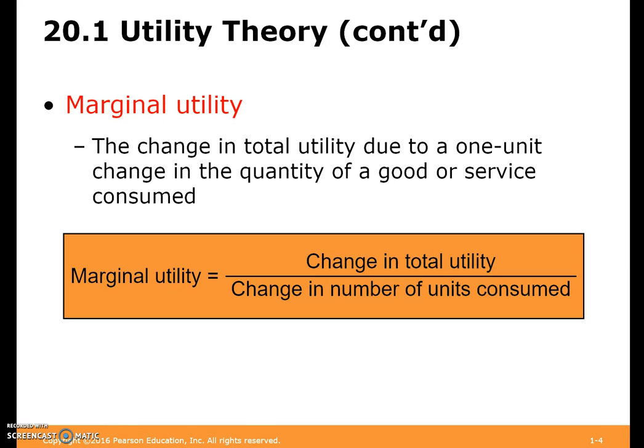And so here's sort of a way you can think about it. There's a nice little formula also. It's the change in total utility due to a 1 unit change in the quantity of a good or service consumed, right? When you see marginal, you should think of like an additional unit of a good or service. How much does utility change, right?